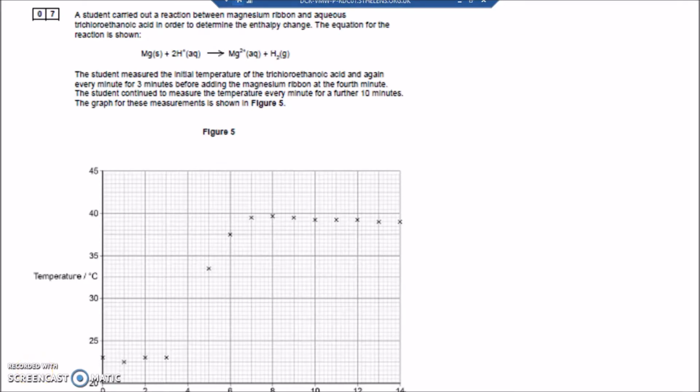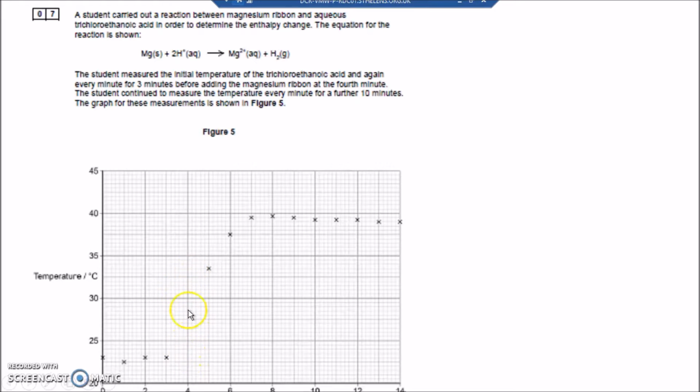For question 7, we've been given a graph. From the graph we've got a temperature change, and then we've made a mixture or carried out the reaction at time 4. That's why we don't have a reading at time 4. So we've got some readings up to time 3 minutes. At time 4 minutes we don't have a reading, and then we've got readings at minutes 5, 6, 7, 8, 9, 10, 11, 12, 13 and 14. So the reaction's carried out at minute 4.